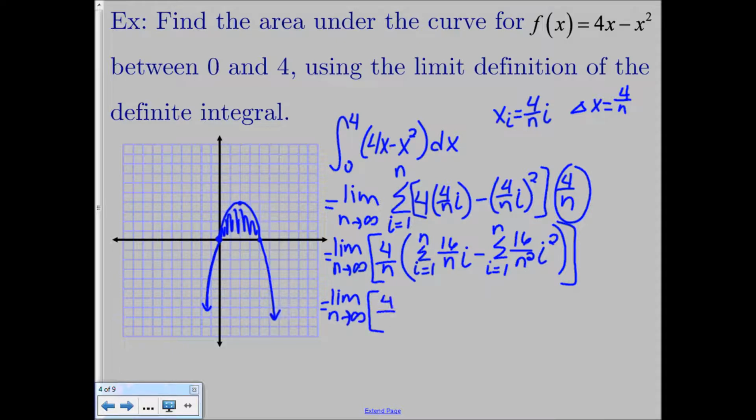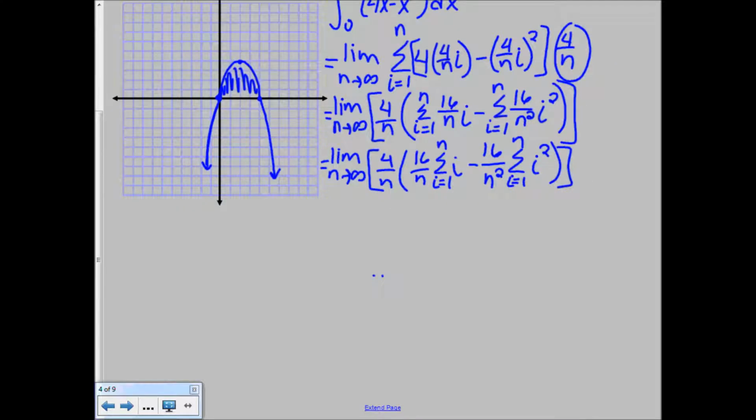So we're going to get 4 over n times 16 over n times the sum from 1 to n of i, minus 16 over n squared times the sum from 1 to n of i squared. So now we're just going to plug in and simplify. So we're going to take this over here so we have some more room to work with.